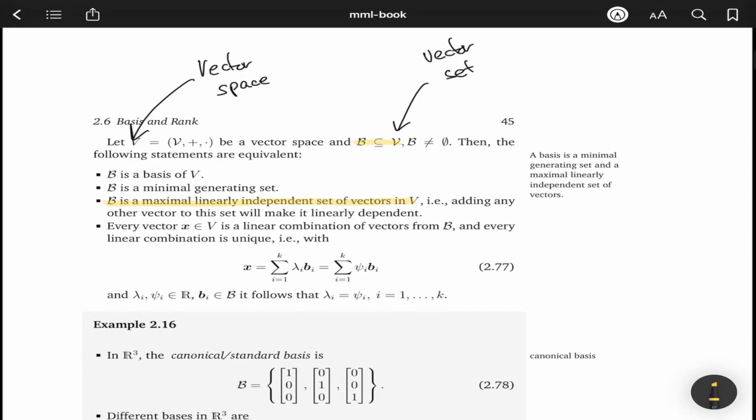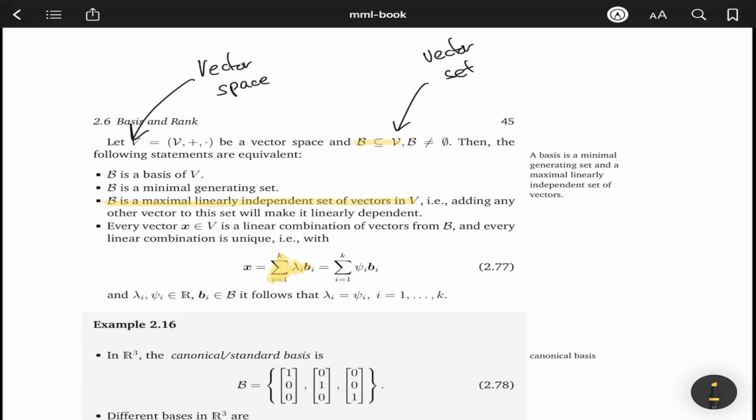Okay, let's move on. Every vector x of the vector space is a linear combination of vectors from the vector set B, and every linear combination is unique. So what they're saying is you have a vector x, and that vector x is a linear combination of the vectors in B. You have k different vectors in B. Then you take each of those vectors in B, the small b, 1 to k, and you put them next to each other, and you give each of those a different scalar. Then you combine them, and then you have a new vector x.